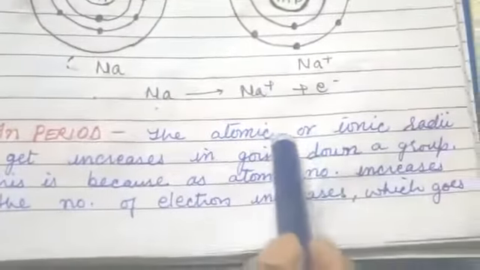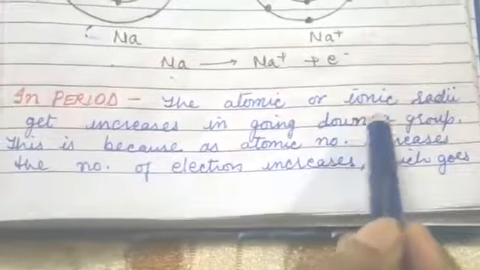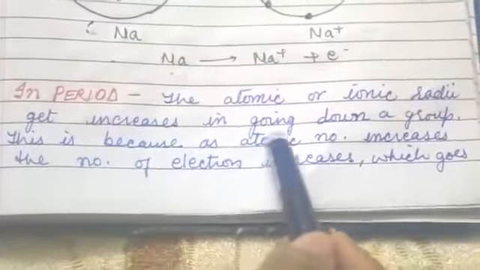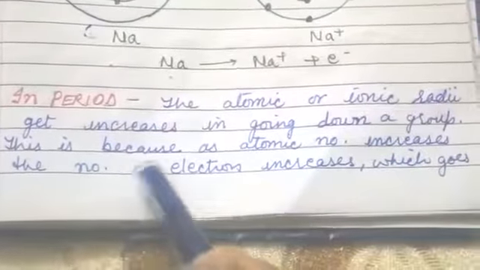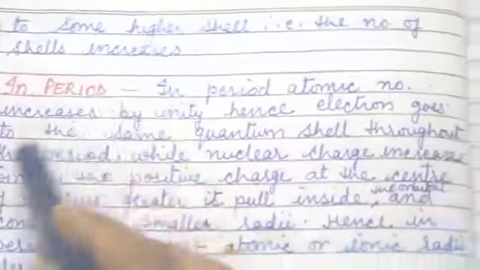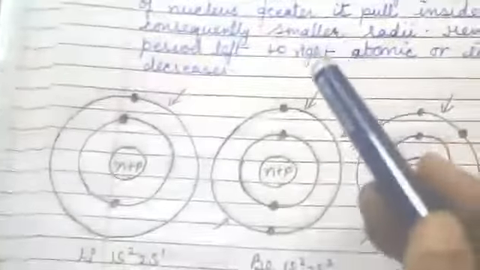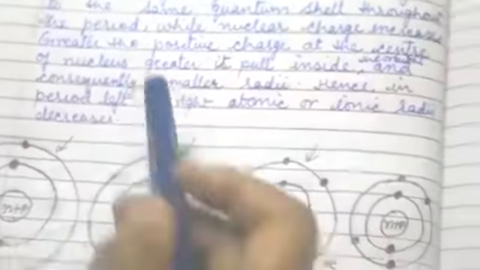In a group, the atomic or ionic radii increase on going down the group. This is because the atomic number increases, the number of electrons increases, which go to some higher shell, that is, the number of shells increases. If we go down the group, the number of shells increases, so the atomic radius also increases.